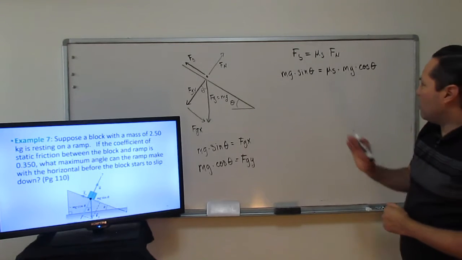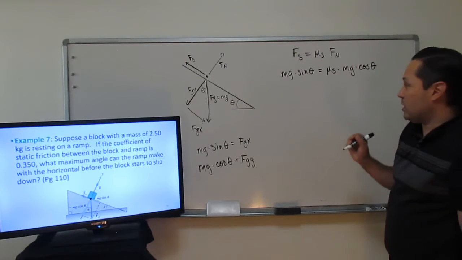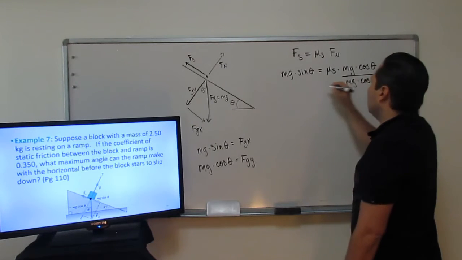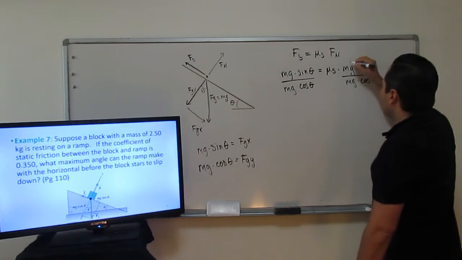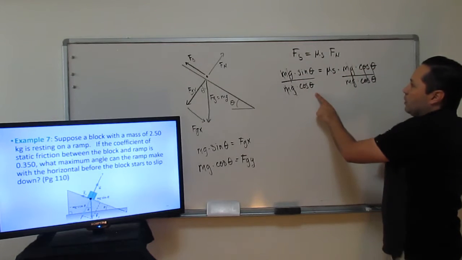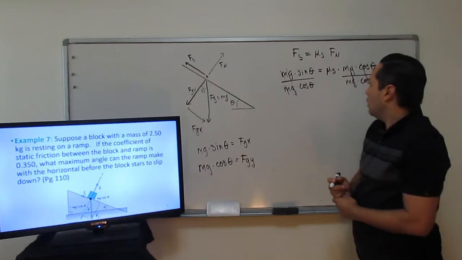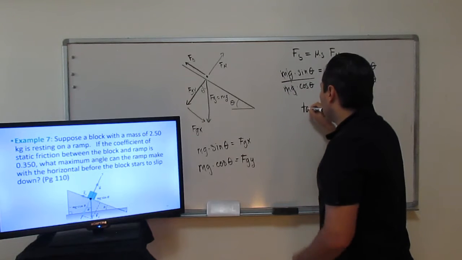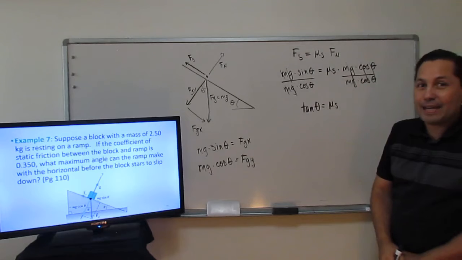Alright. Next, I want to combine some like terms, and particularly the angles. That's really what I'm trying to combine. So I'm going to divide by mg times cosine of theta on both sides. And that's all gone. M and g are gone, leaving us sine of theta over cosine of theta. Alright, so what is sine divided by cosine? The answer for that? Tangent. Sine divided by cosine is tangent.